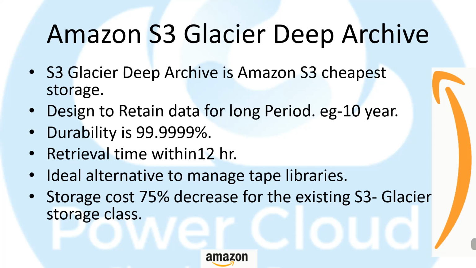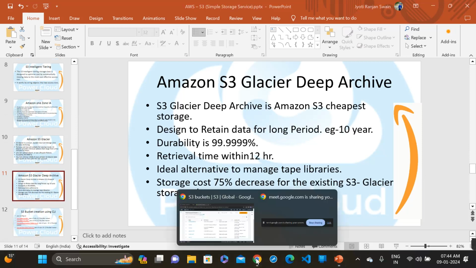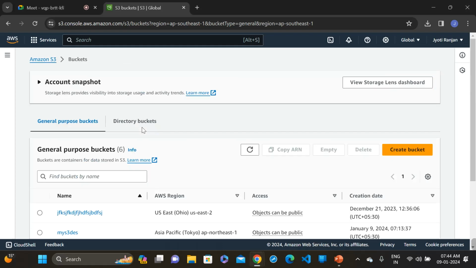And it's an ideal alternative to managing a tape library. I just told you about this, the tape example with the audio company, right? Storage cost is a 75% decrease compared to the existing S3 Glacier storage, right? When we use Deep Archive instead of Glacier, it will reduce cost by 75%, right? So I think these are all the S3 storage classes.